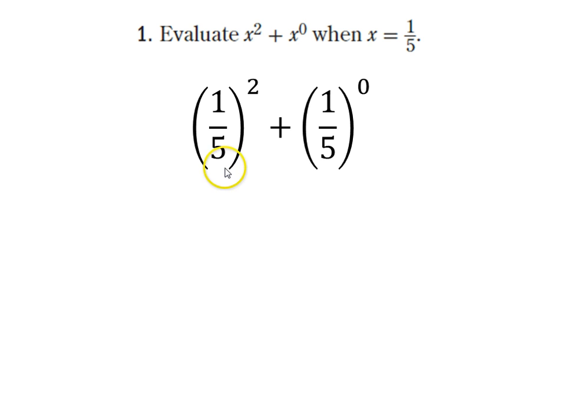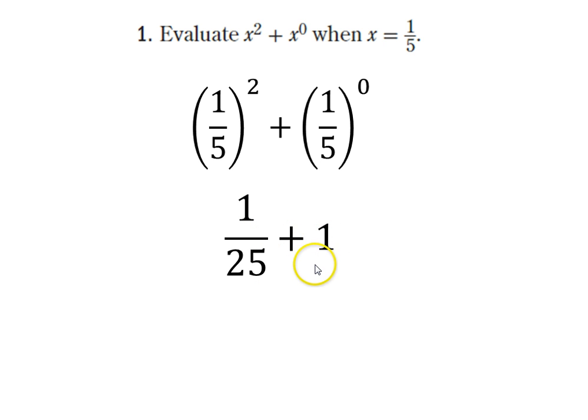So with this being said, we're going to do 1/5 squared, and 1/5 squared is 1/5 times 1/5, which is 1 over 25, and 1/5 to the 0 power is 1. You can check that with a calculator. Anything to the 0 power is 1. So what we get then is 1 over 25 from 1/5 squared plus 1/5 to the 0, which is 1. So we have 1/25 plus 1.